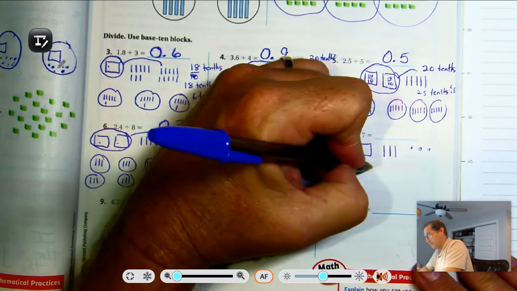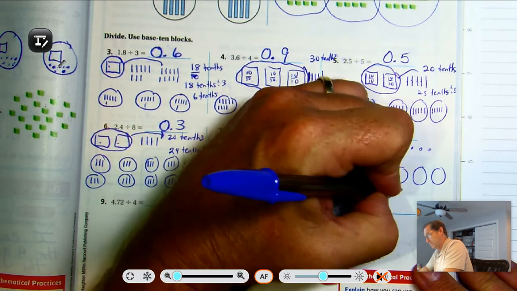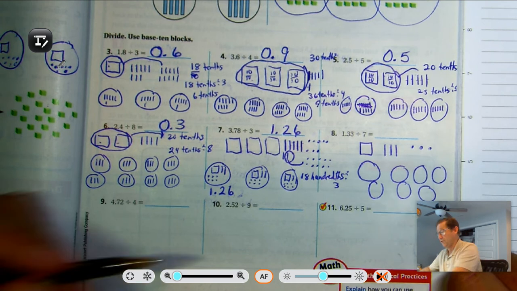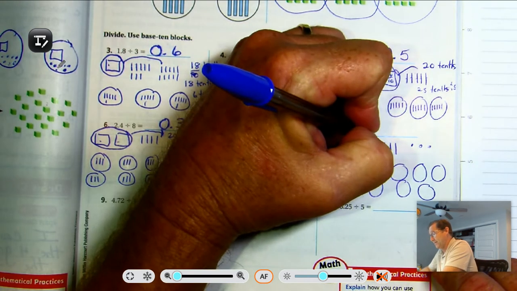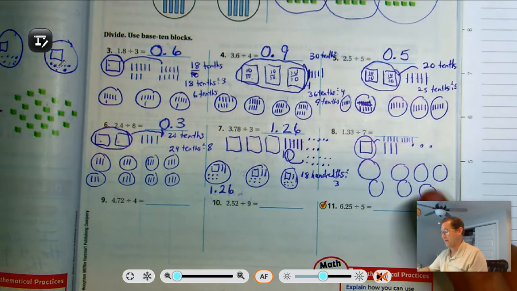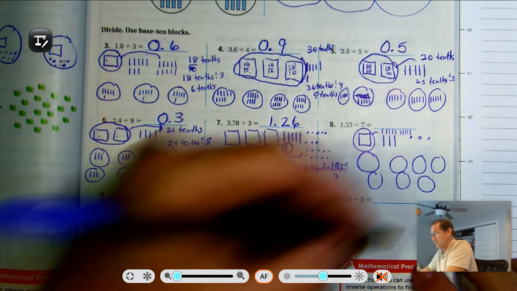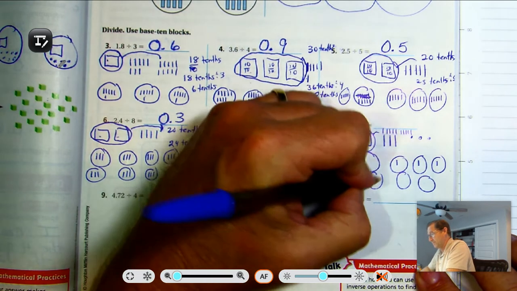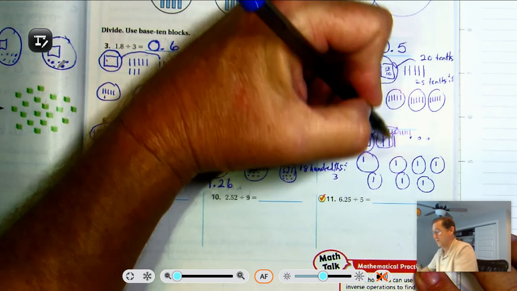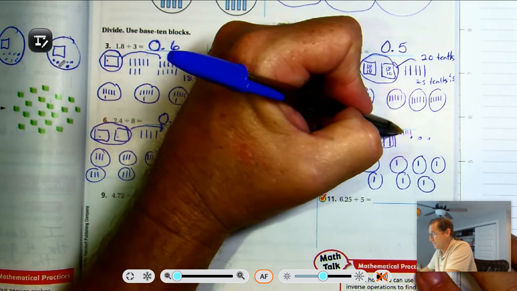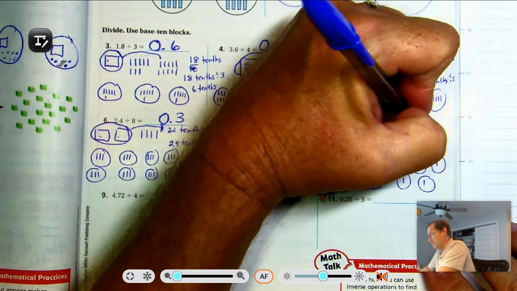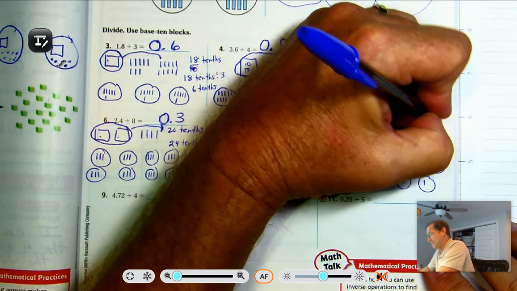And we're going to share that with 7 groups. All right, well, there's no way we can share 1 whole with 7 groups, so we're clearly going to trade that for 10/10. So now we have 13/10 and 7 groups. Well, I know I can only share one in each of those. So I'm going to share 7 of them. So I shared those 7, and that leaves me 6/10. Well, I can't share those 6/10 with 7 groups, so I'm going to trade the 6/10 for 60/100.